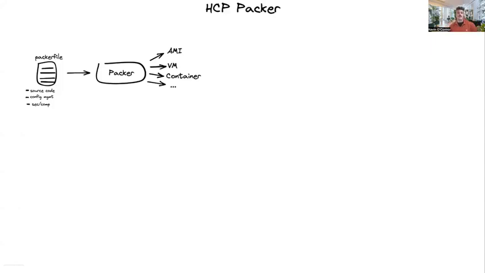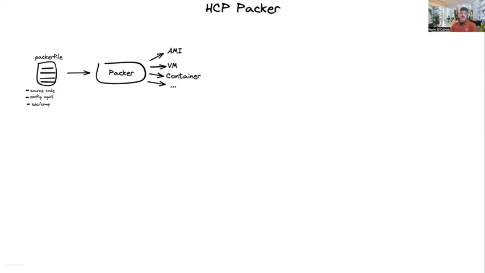Where we might be creating AMIs for Amazon environments, maybe VMs for Azure or VMware. We might create Docker containers to run on a container platform. So Packer can generate all different types of machine images and artifacts for the different platforms we run on.